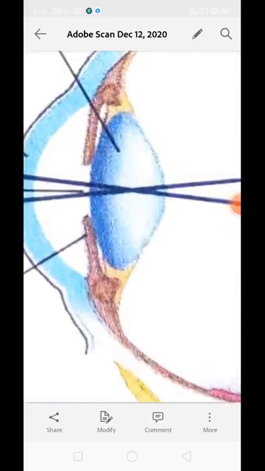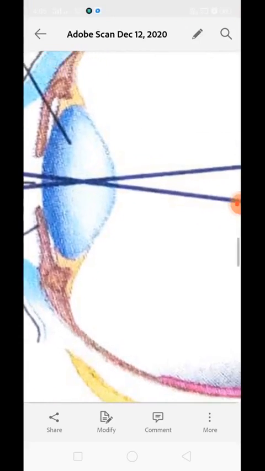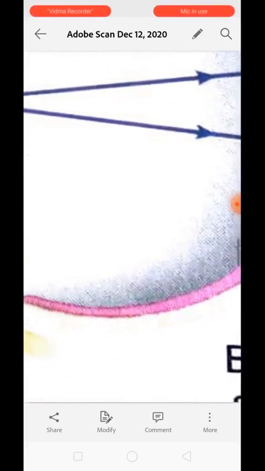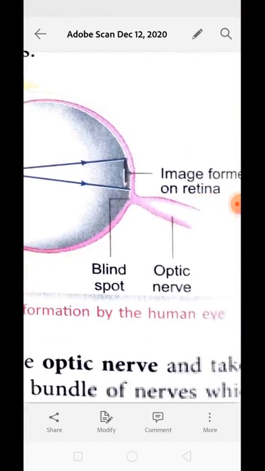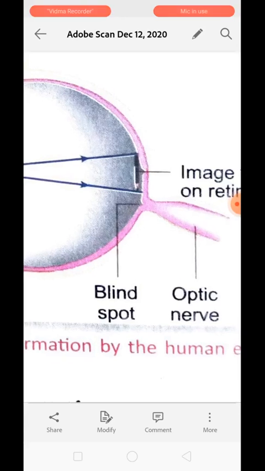Now this is the lens which is held by ciliary muscles. And the inner structure, the pink one, is what? The pink one is the retina. Over here you can see it is a blind spot. Blind spot means the optic nerve is emerging out from this spot. That is why this spot on the inner side of the retina does not have photoreceptor cells. That is why it is called the blind spot.